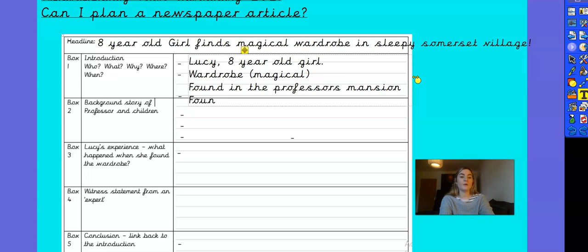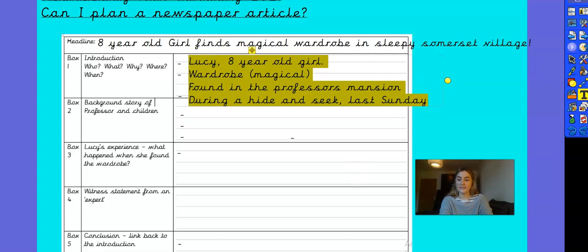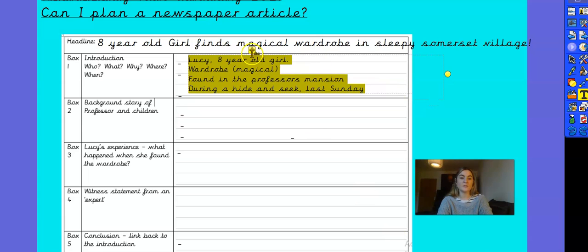When? I've already put found, so I put hide and seek, so I don't use all the room up. Hide and seek. And then I could be really specific about when that game of hide and seek took place. So let's pretend I'm writing as a reporter during that time, okay? And I would say, last Sunday. Sunday seems like a good day for a game of hide and seek. Let's make this a bit smaller so it fits in there.